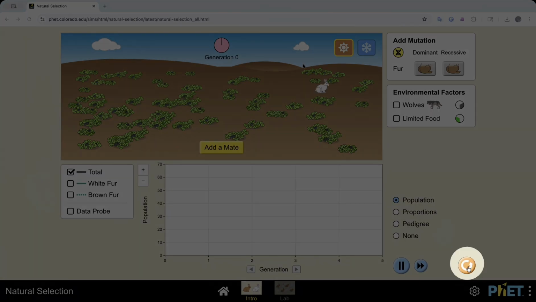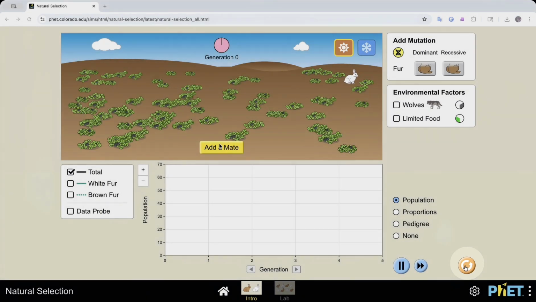Let's begin Challenge 1. First, click the restart button if you haven't. Next, click Add a Mate. This will add a second rabbit so your population can start growing. Now wait and watch the population grow until you reach Generation 3. You can see the generation number on the population graph at the top of the screen.